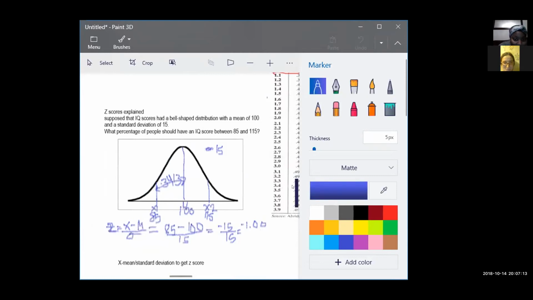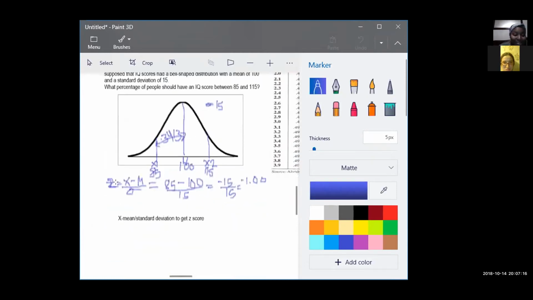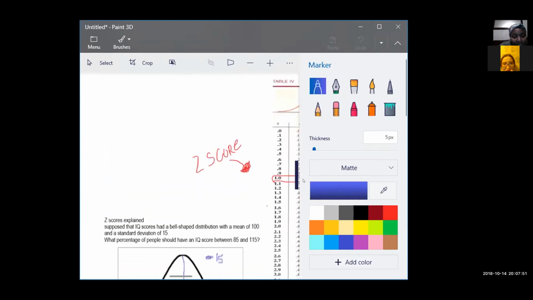So to find the z-score, z equals x minus the mean, divided by the standard deviation. So you would get x1 minus the mean, which is 100, and you divide it by 15, the standard deviation. Negative 15 divided by 15 is negative 1.00.